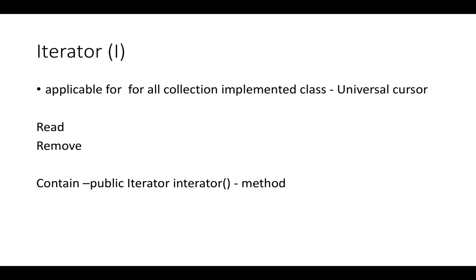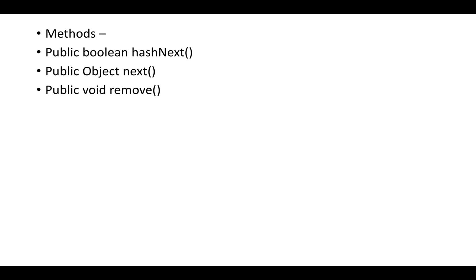It's applicable for any implementation class from the collection, so we can say it is a universal cursor, mainly for reading or removing from the collection object, but we cannot replace the value. It contains one method called iterator, and the interface itself contains three methods. The first one is hasNext, which checks whether it has elements. If it has elements, then what is the next element? That's next. And if you want to remove an element in between the collection object, it provides one method called remove.